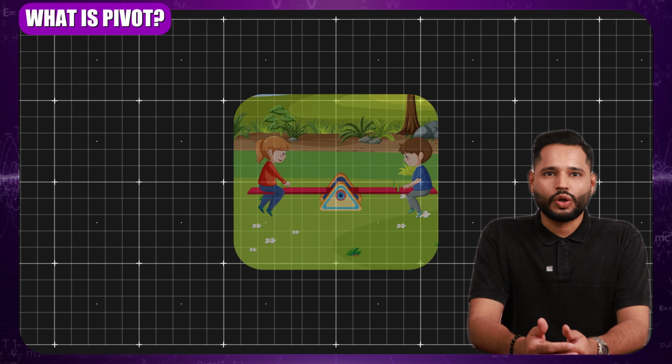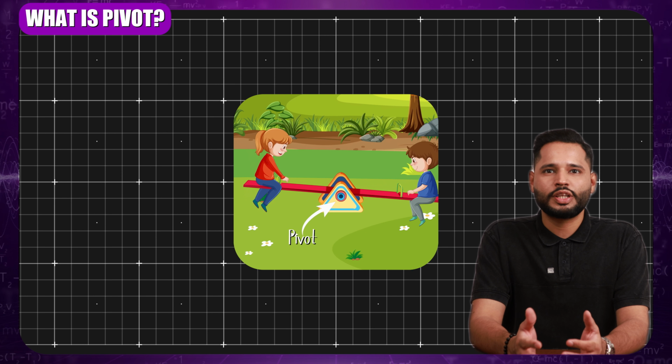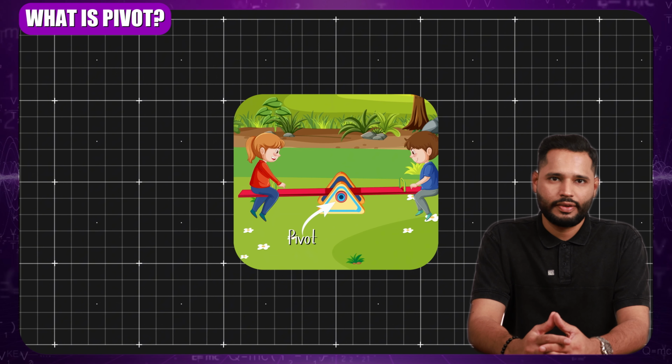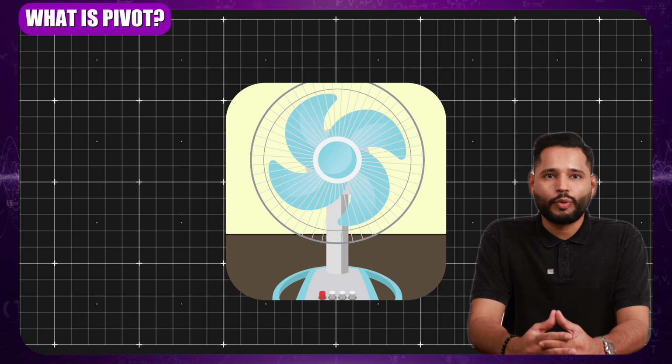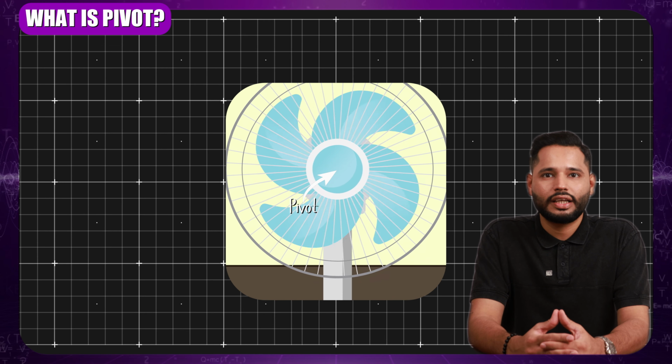We will now try to understand what a pivot is. Students, note that every object that rotates does so around a special point called the pivot. The pivot is the fixed point around which rotation occurs. For example, in a seesaw, the central support on which the plank swings is the pivot. In the case of a fan, the center point where the blades are connected is the pivot. In the case of scissors, the pivot is the joint where the two blades meet each other.